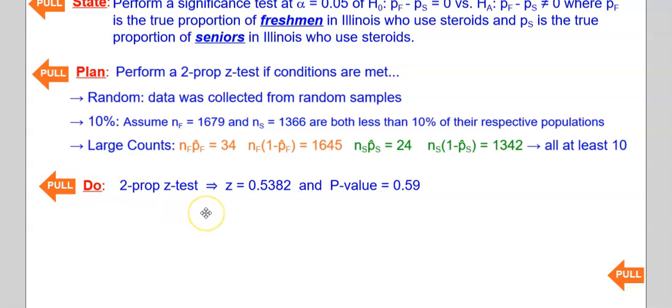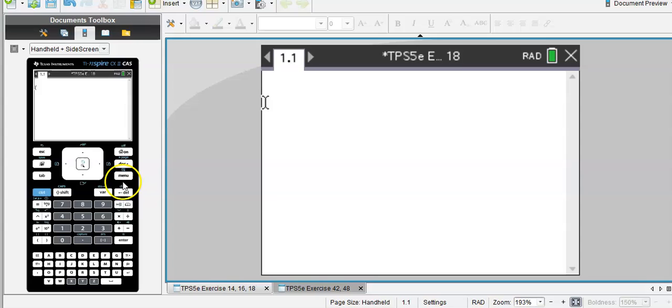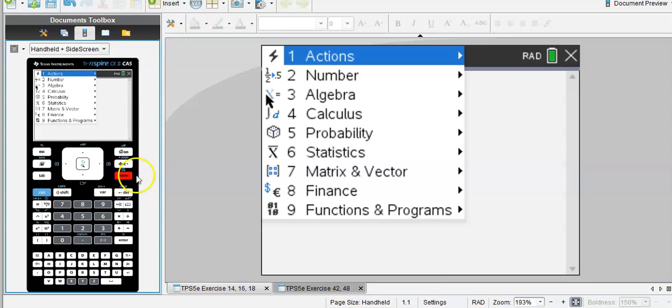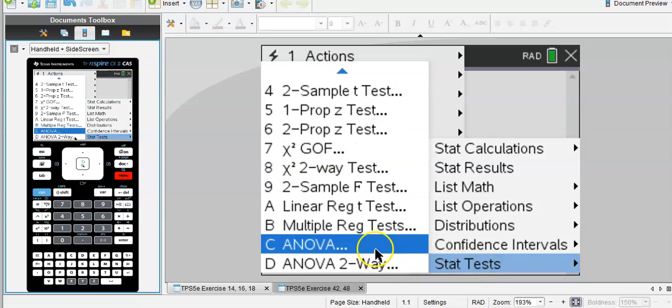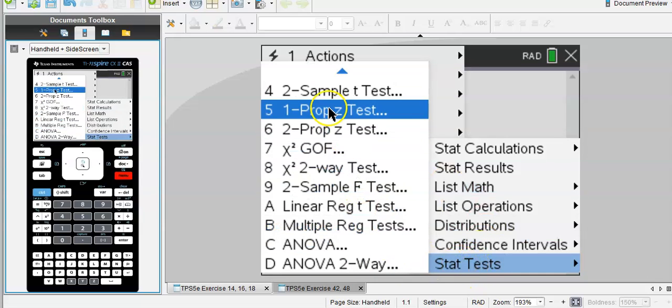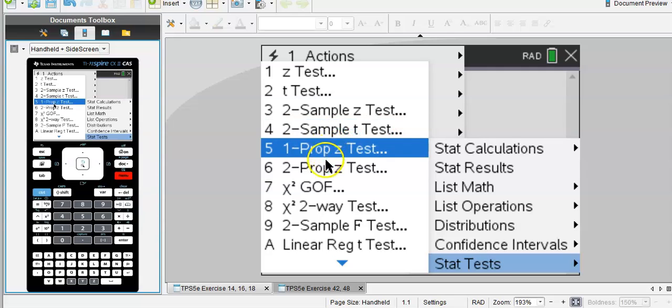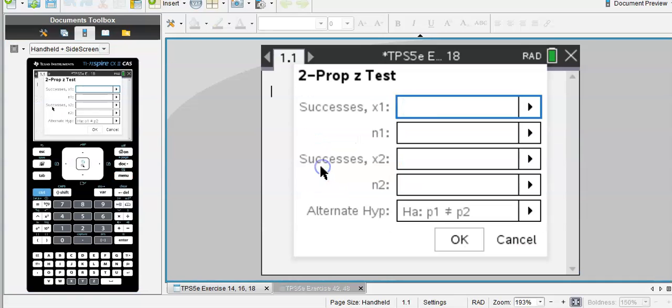I did a 2-prop z test on my calculator, and I got a z value of 0.5382, which gives me a p value of 0.59. I just want to run through the calculator steps there real quick and show you how that works. So let's jump over to the TI Inspire CAS calculator and take a look at this. We're going to go Menu, Statistics, Stat Tests, and we are running a 2-prop z-test.